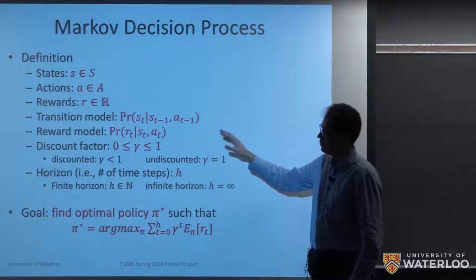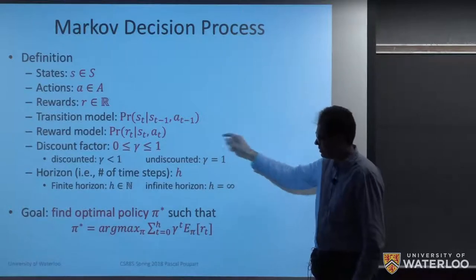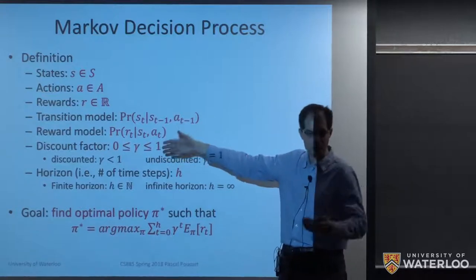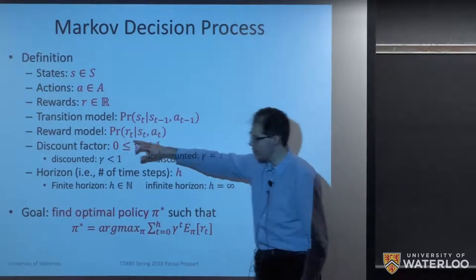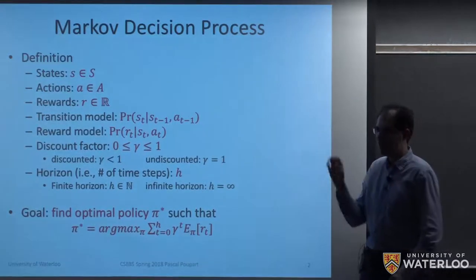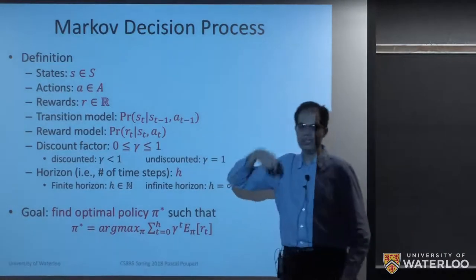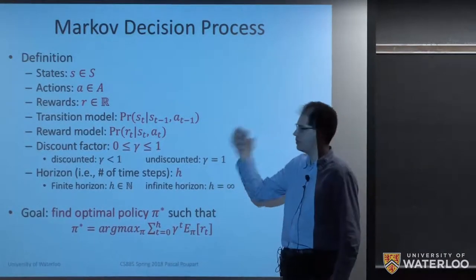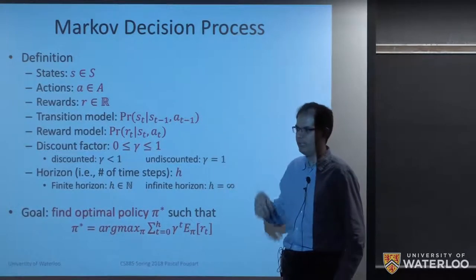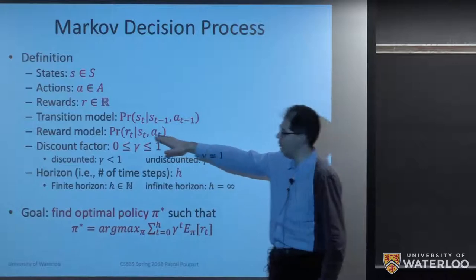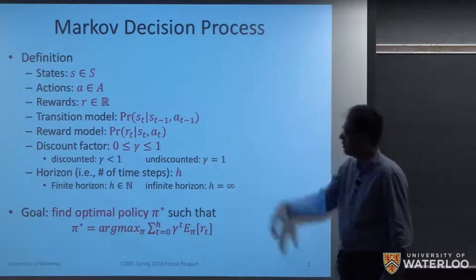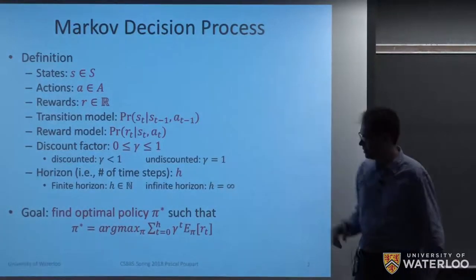There's one slight difference that I've introduced in this slide, which is that for the reward model, I'm going to be slightly more general than before, and assume that the rewards can be stochastic. In previous lectures, I had a reward function that was deterministic, meaning that for a specific state action pair, there was one reward that would necessarily be returned by the environment. Here I'm going to relax this and allow it to be stochastic. That's the main difference, but otherwise everything else is the same.